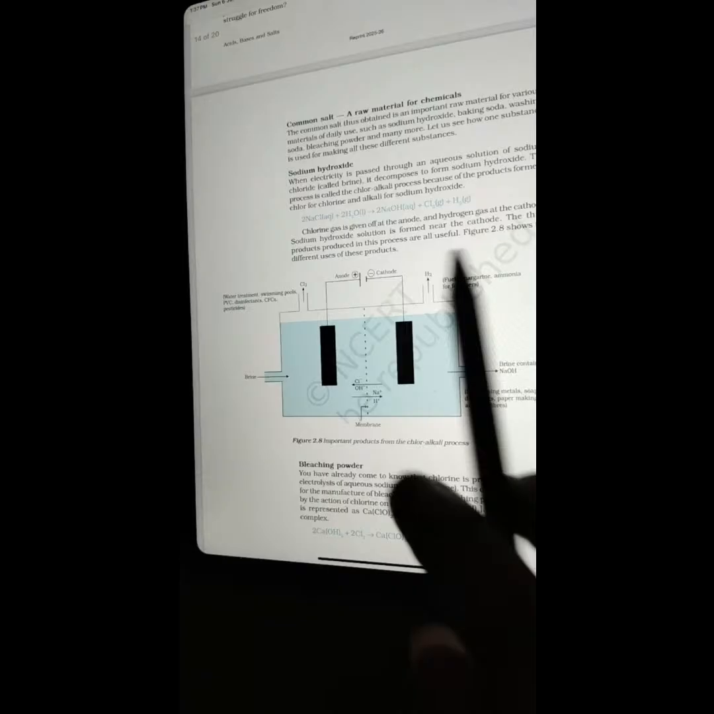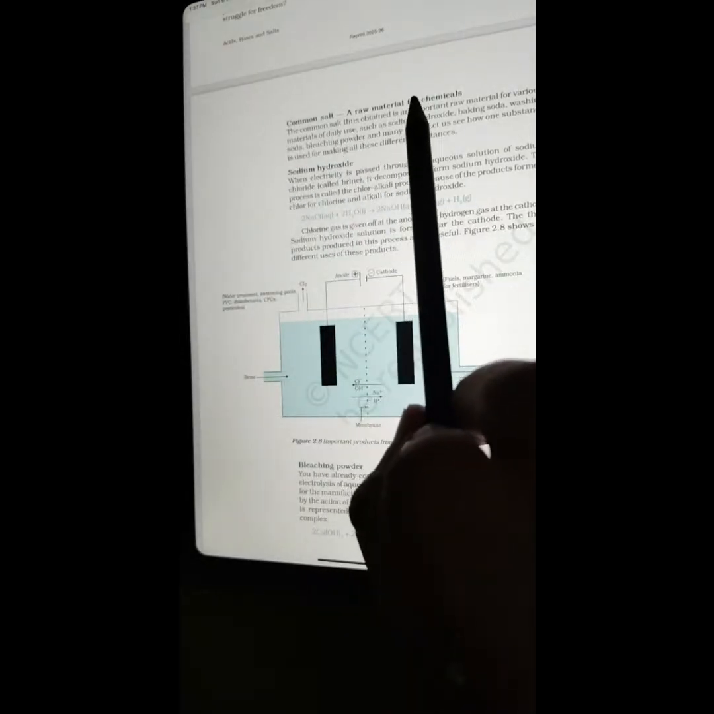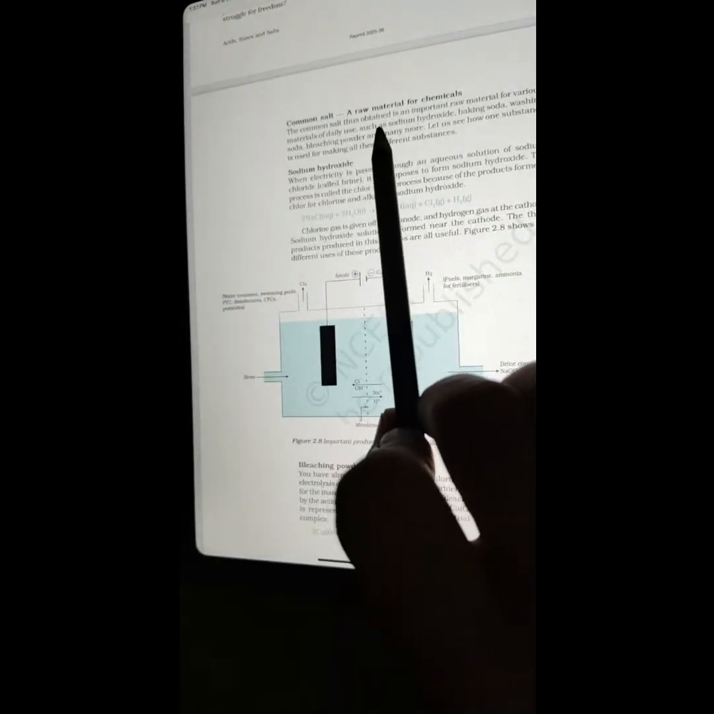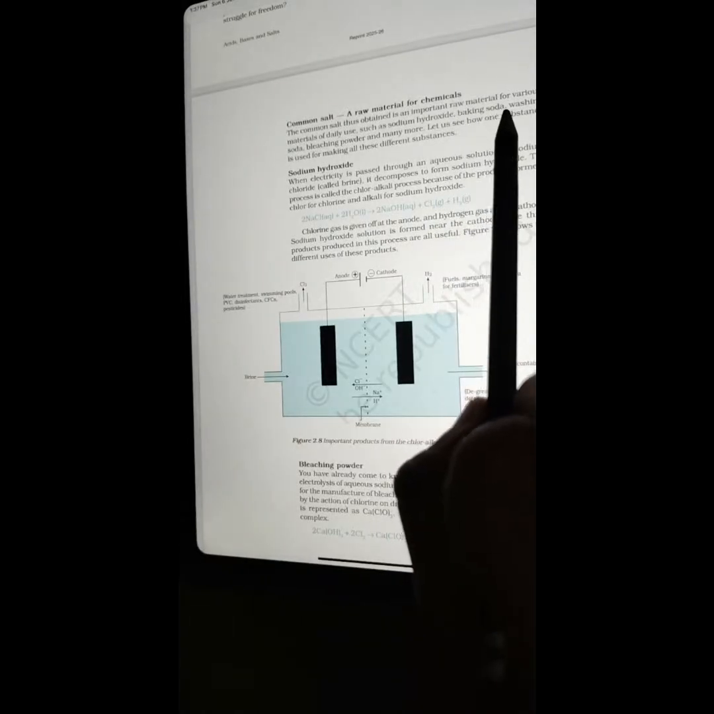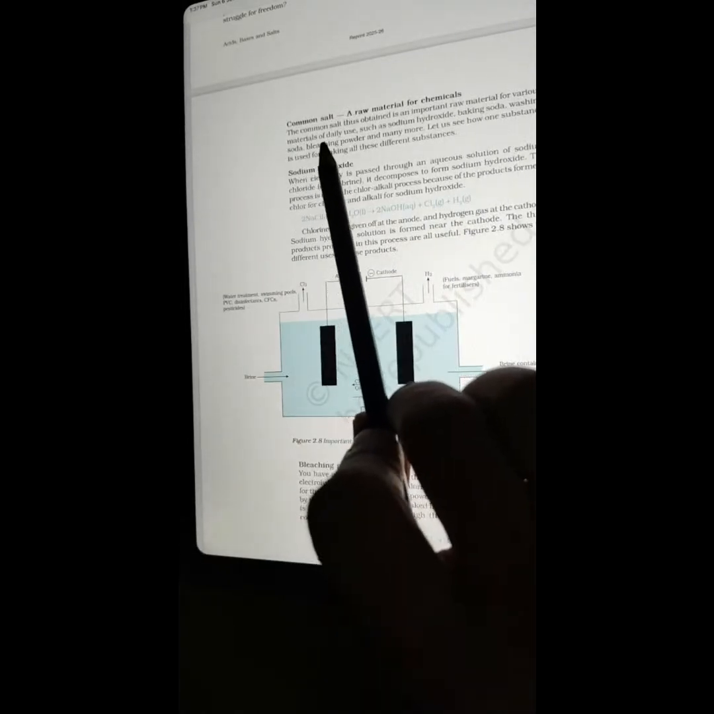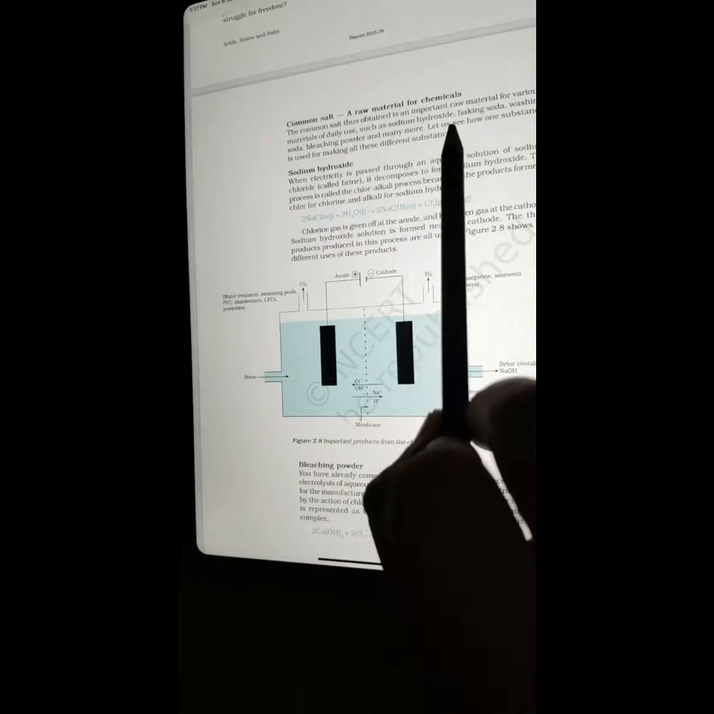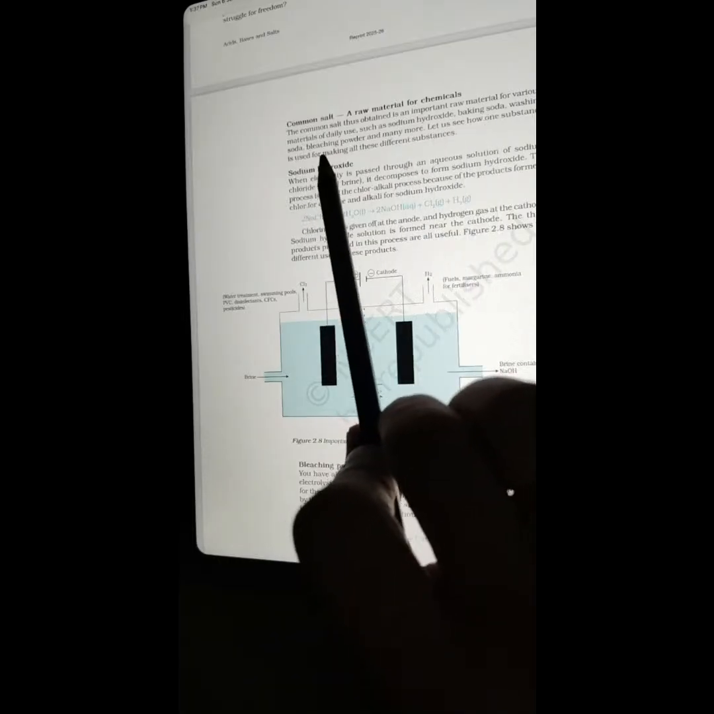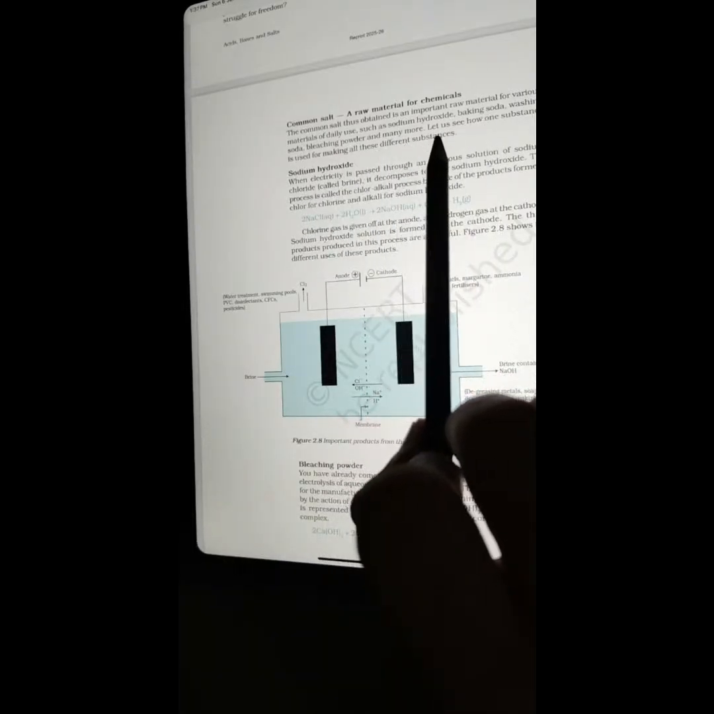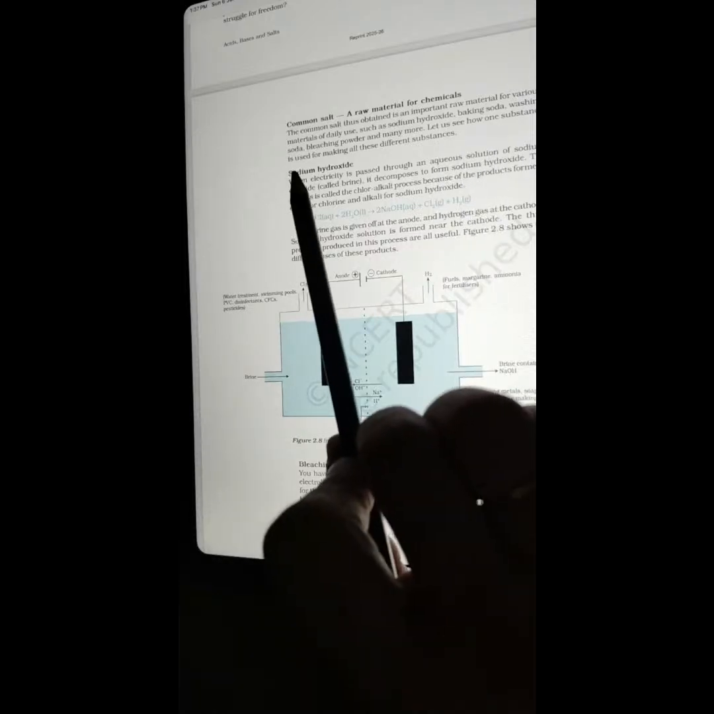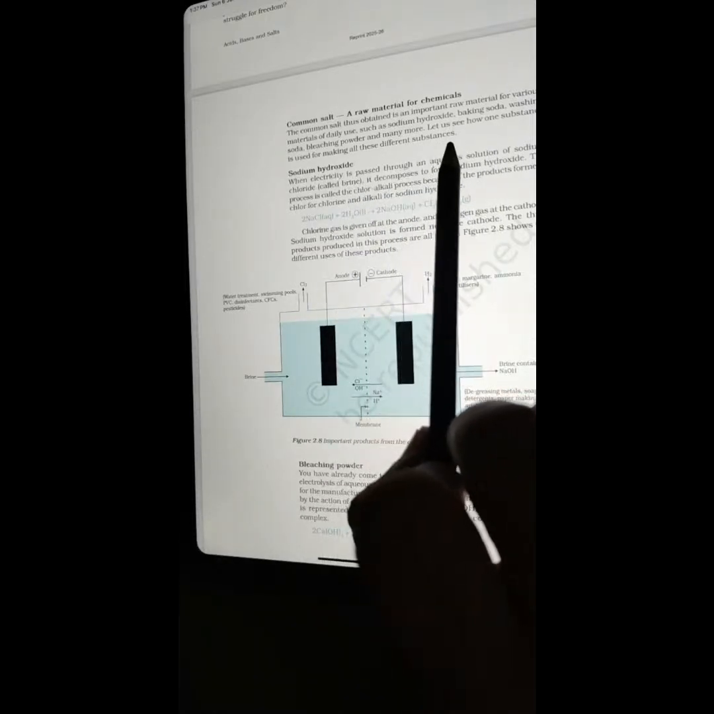Next page. Common salt, a raw material for chemicals. The common salt, thus obtained, is an important raw material for various materials of daily use, such as sodium hydroxide, baking soda, washing soda, bleaching powder, and many more. Let us see how one substance is used for making all these different substances.